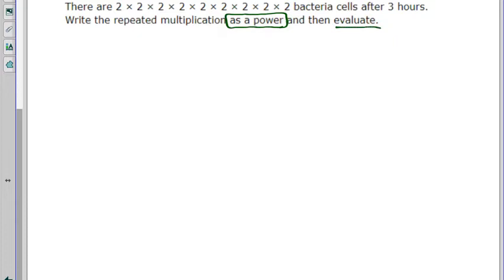So we're going to rewrite this using an exponent, and then we're going to solve it. We're going to get the answer. What is it equal to? Go ahead and give it a try. We'll talk about it in class.